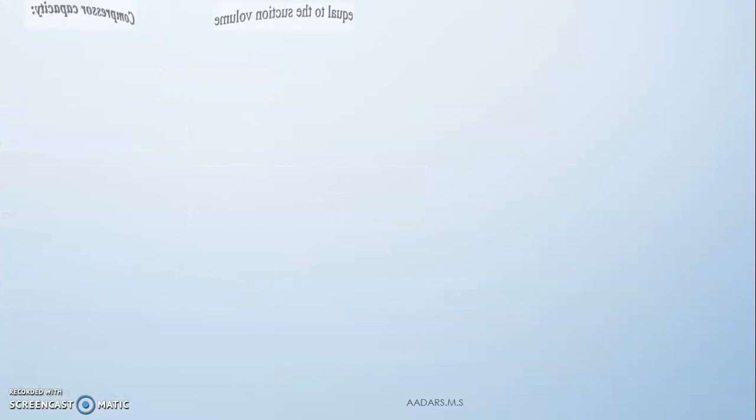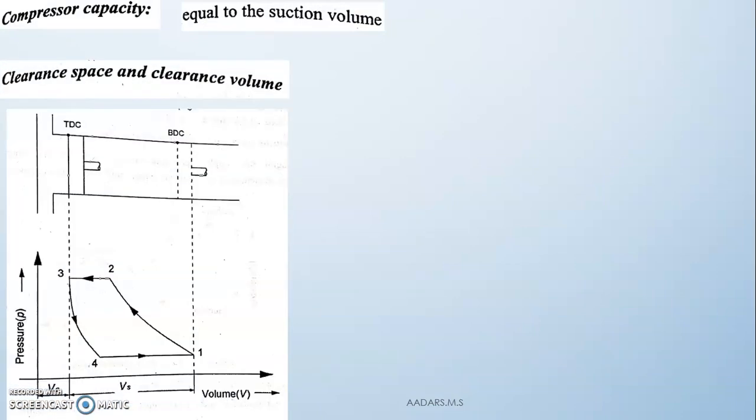And the next term is the compressor capacity. How much volume it will be handling is called compressor capacity. And the last one is the clearance space or clearance volume. In most compressors there is a gap between the top dead center and the cylinder cover. Here you can see that even when the piston is at the top dead center, there is a gap between the cylinder head and the piston. This gap is called clearance volume.